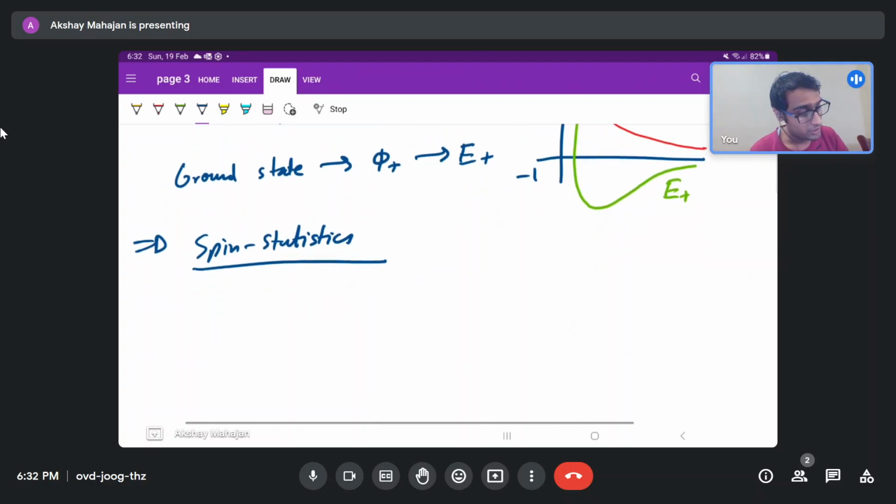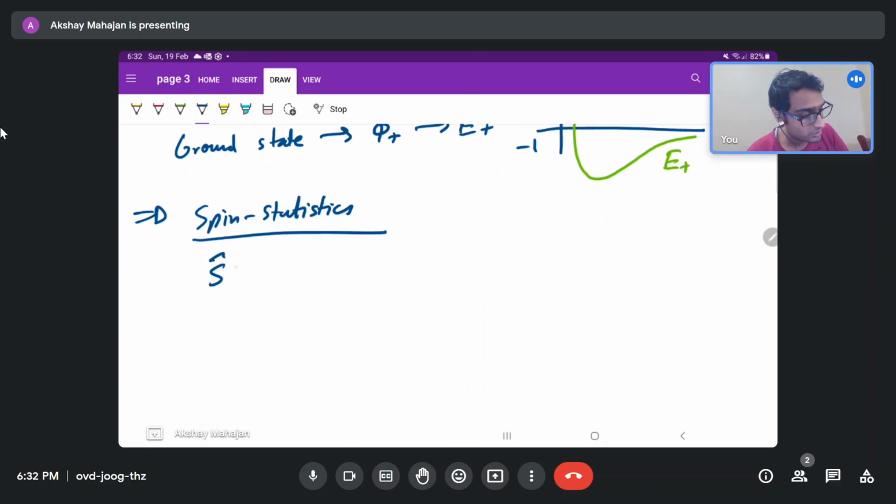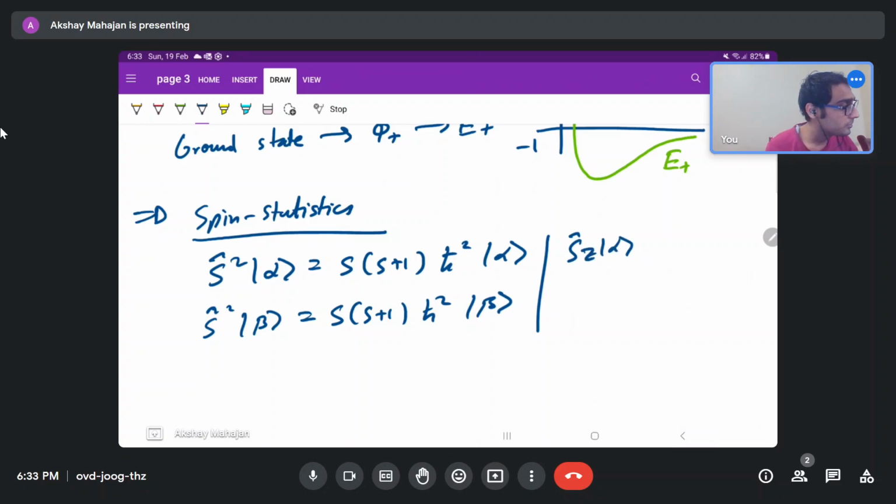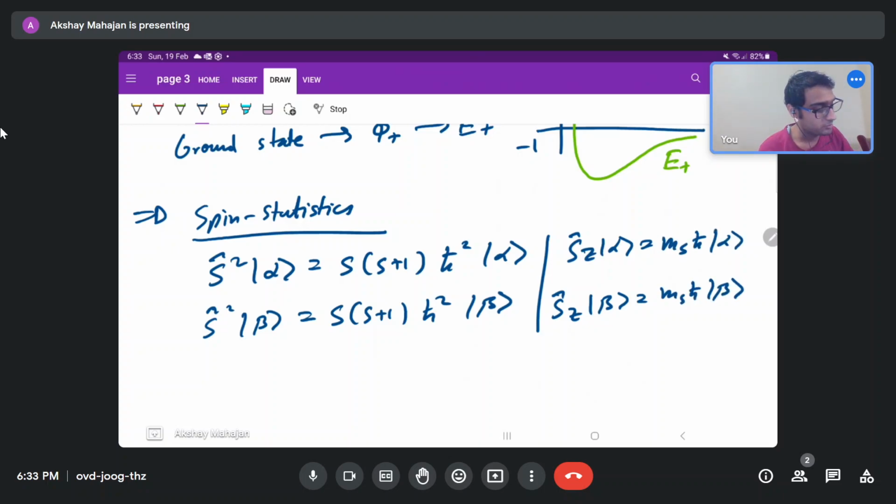So now we know that if we apply S square, it gives us S into S plus 1 H bar square alpha. Alright, and then you can have another spin state which will be S into S plus 1 H bar square times beta. And we have S z alpha equals H bar by 2 alpha, and S z beta equals minus H bar by 2 beta. Okay, now let me just write it as ms H bar times alpha and ms H bar times beta.